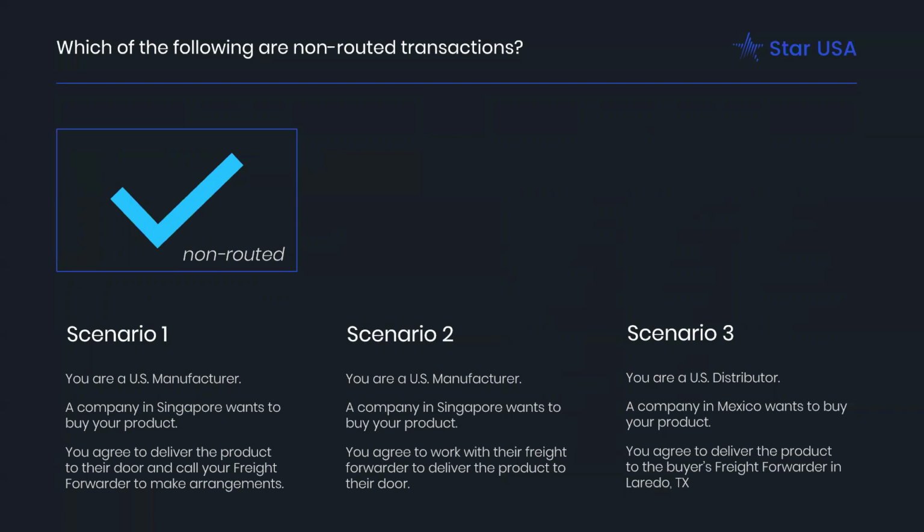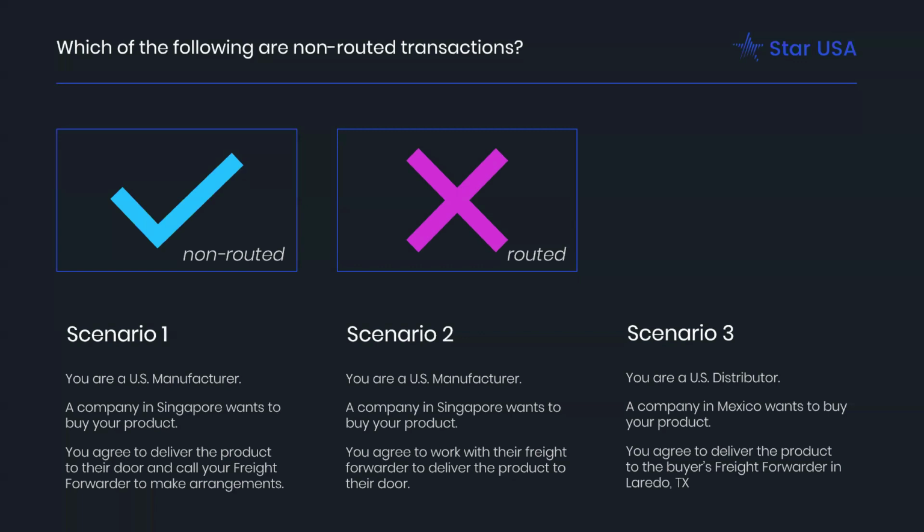Scenario two, you're the manufacturer. The company in Singapore wants to buy your products. You agree to work with their freight forwarder to deliver the product to their door. So in this case, we are working with the foreign principal party in interest's freight forwarder. This becomes a routed transaction. This is not non-routed. This is not standard because we are working with their forwarder, who is presumably authorized by the FPPI.